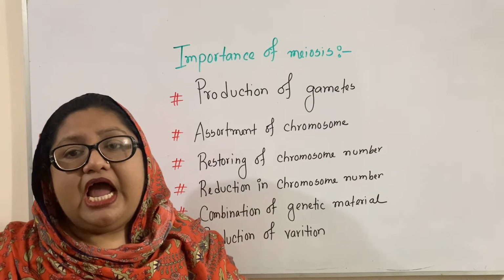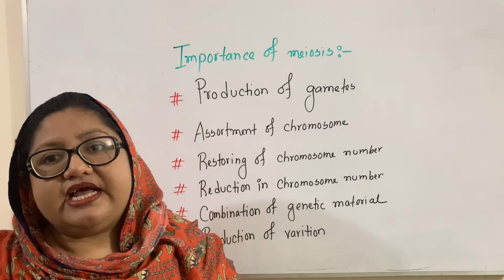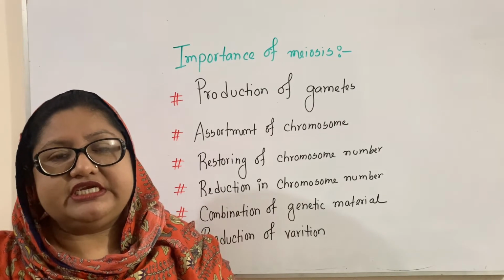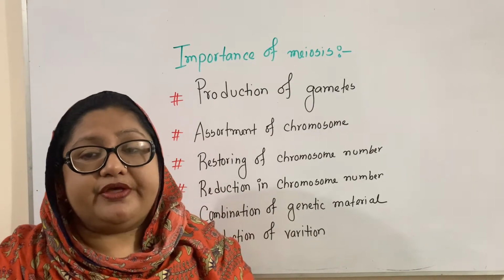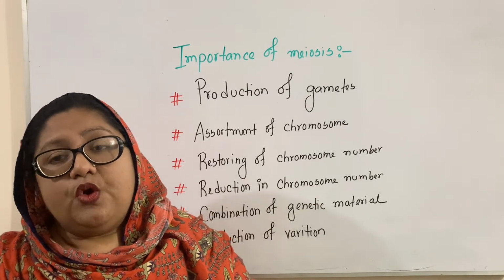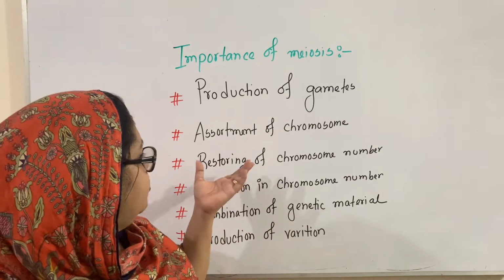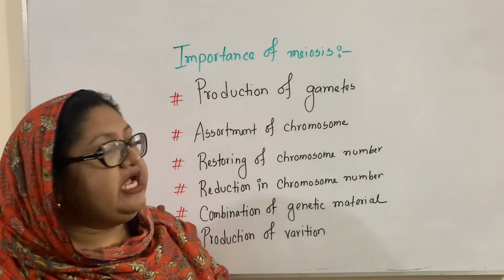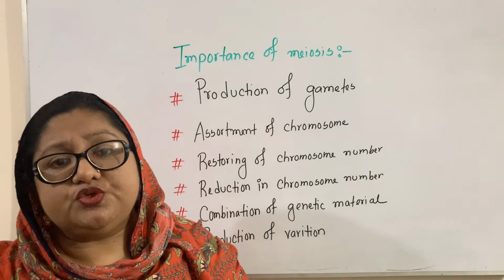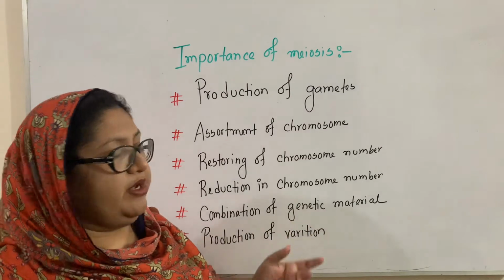Next point, restoring of chromosome number. The gametes produced as a result of meiosis cell division are haploid, and when these gametes fuse together they form the zygote, which is diploid. Thus it maintains the chromosome number, and the restoring of chromosome number takes place due to meiosis cell division.